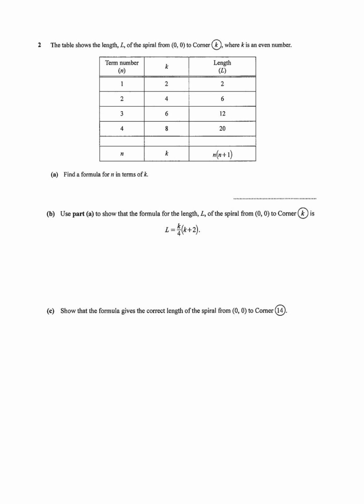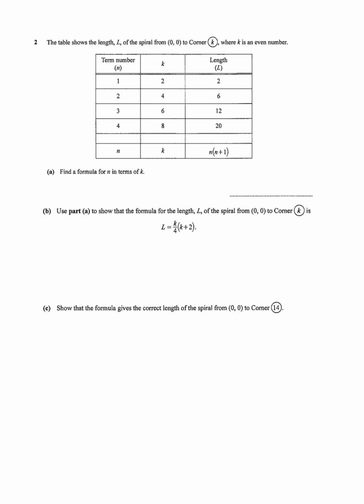What's next? The table shows the length of spiral from 0, 0 to corner k, where k is an even number. Okay, so k is always even. That's something that's going to come into play. Term n, find a formula for n in terms of k. Well, I don't really need to give this a great deal of context, because I can see the link here between these two numbers. So the formula is for n, so it's going to be n equals. How does n equal? Well, it's equal to k divided by 2. And we can see that just looking at our numbers.